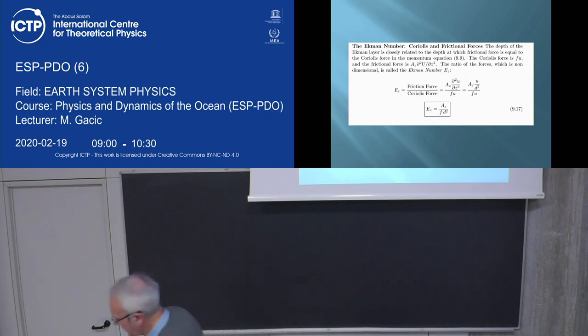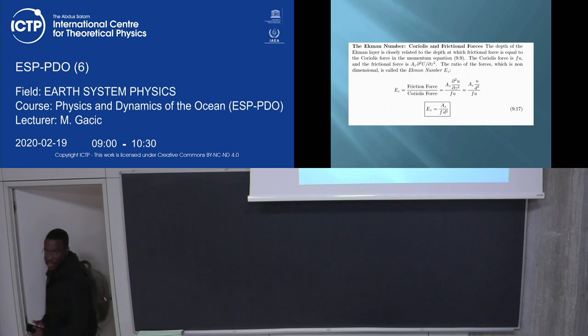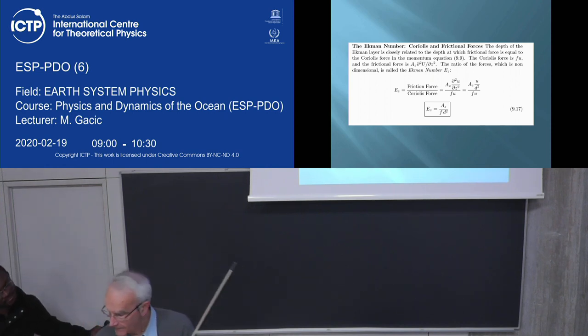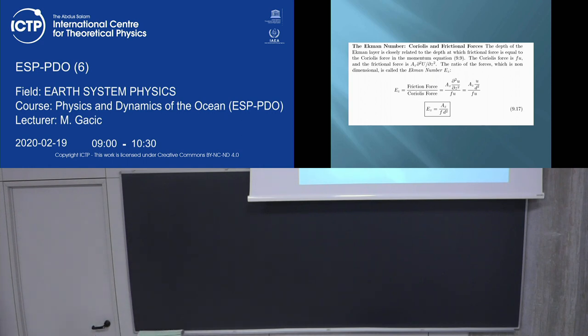Another thing that is important in making the comparison between the friction force and Coriolis force is what we call the Ekman number. The Ekman number is really the ratio between the friction force and the Coriolis force. So this tells us to what measure we can assume that these two forces are in equilibrium.